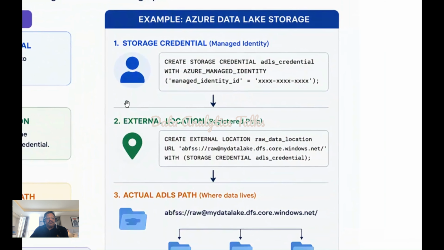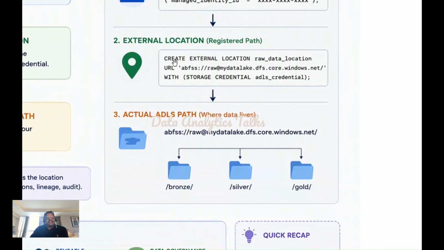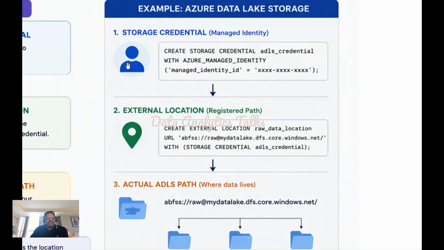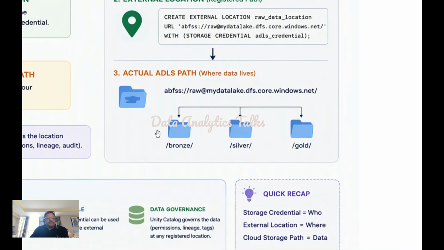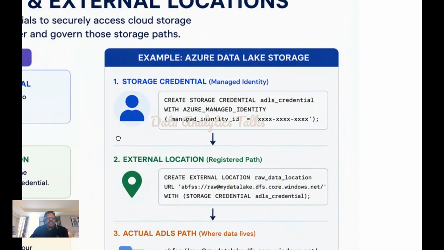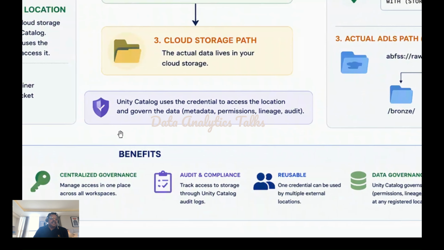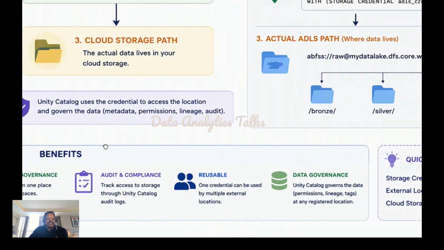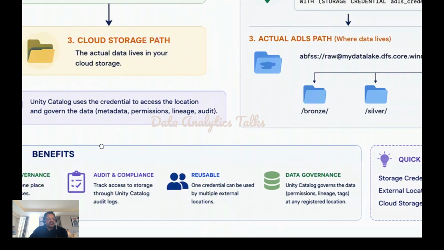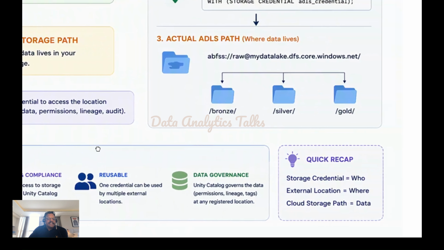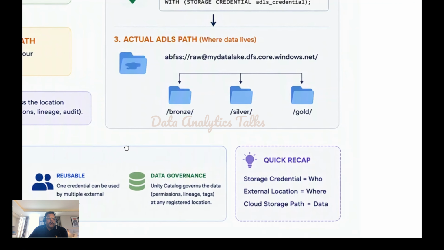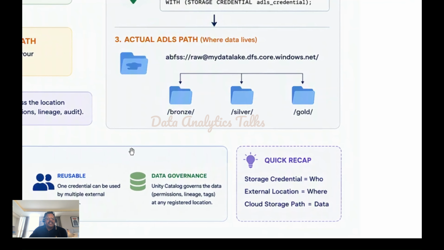Now if I want to create, you can create the storage credential and give this format. Then you can create the external location using this storage credential, and this actual path can be accessed using the external location and the credential. And finally, there are many benefits of having this credential and external location. First is centralized governance. It manages the access in one place. And we have audit and compliance. It tracks access to storage through Unity catalog audit logs. It is reusable. It is supporting the data governance. Unity catalog governs the data, permission, lineage, etc.